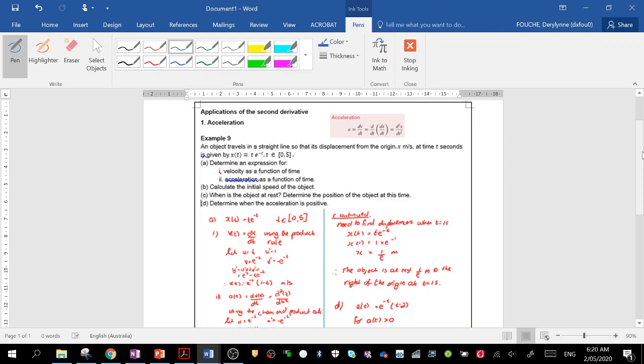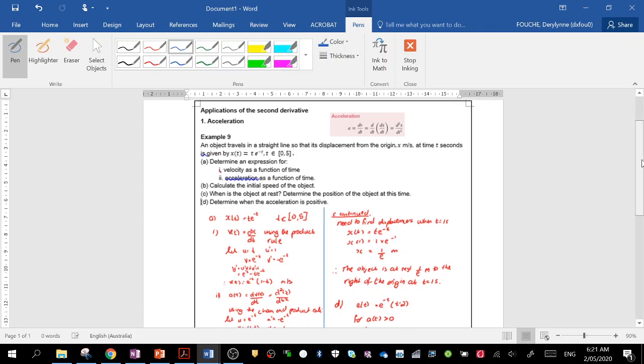Remember that our velocity is the first derivative of our distance or displacement, and the acceleration is the first derivative of the velocity or the second derivative of the displacement or distance. We have covered this previously. It shouldn't feel too difficult.